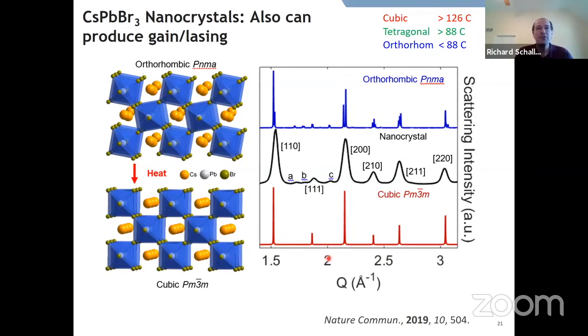Check how I'm doing on time. I'm actually a little bit behind, so I'll try to go a little bit quicker with some of these other examples.